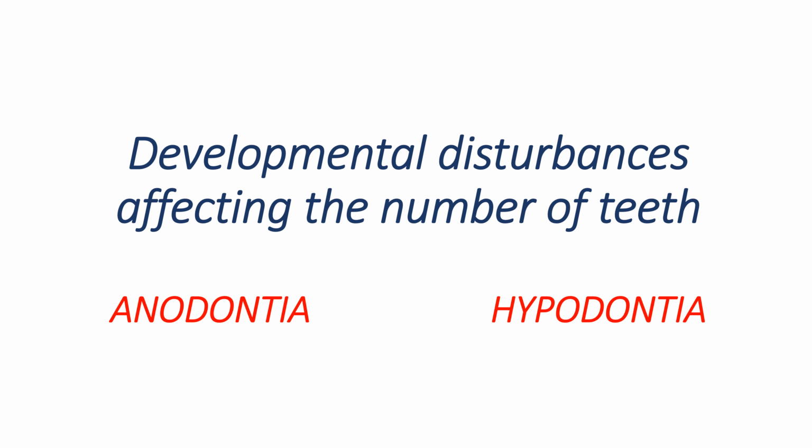Hello everyone. The next topic is developmental disturbances affecting oral and paraoral structures, that is, the developmental disturbances affecting the number of teeth. There are a total of 3 developmental disturbances affecting the number of teeth. Those are anodontia, hypodontia and hyperdontia. In this video, I will discuss anodontia and hypodontia.